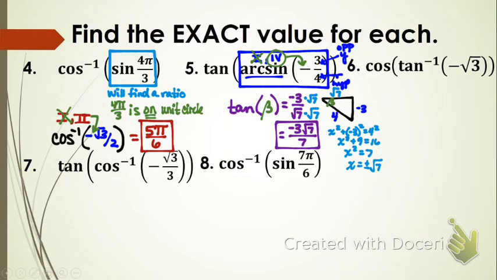How we doing? Reasonably okay? All right. Let's look at 6. Starting inside here, inverse tangent of negative radical 3. Is this something that my unit circle can tell me? Yes. Tangent can be negative radical 3 on my unit circle.